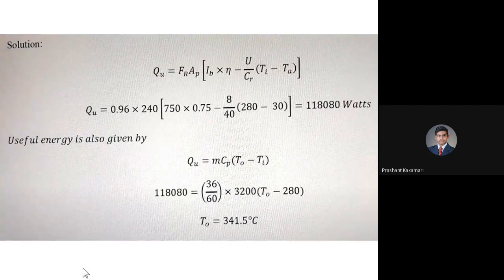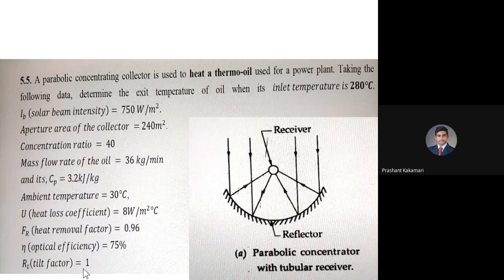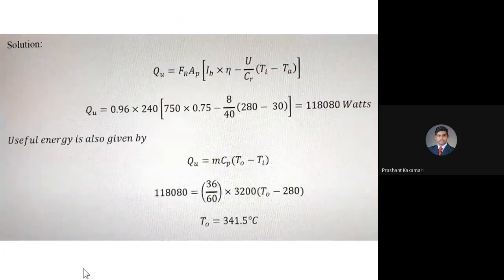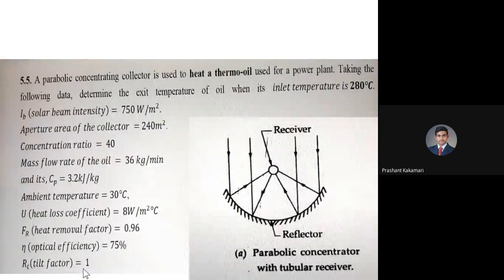Why? Because this is a concentrating collector, not a flat plate collector. In a flat plate collector, whatever incident solar radiation was on the aperture area was the same that passed on to the absorber, so we didn't multiply with efficiency. But here, all the solar radiation falling on the reflector surface is taken from that surface to the receiver. I hope you are getting it. Based on the optical efficiency, some losses will be there. How much is the loss given here? 25% is the loss because of the optical system.